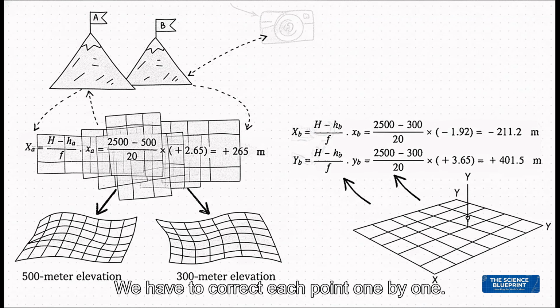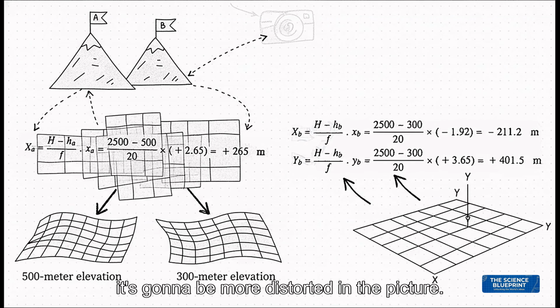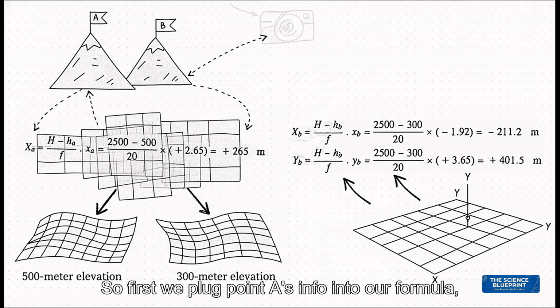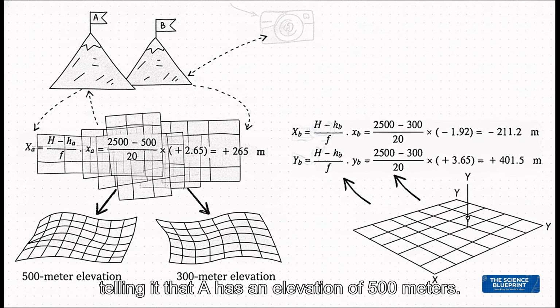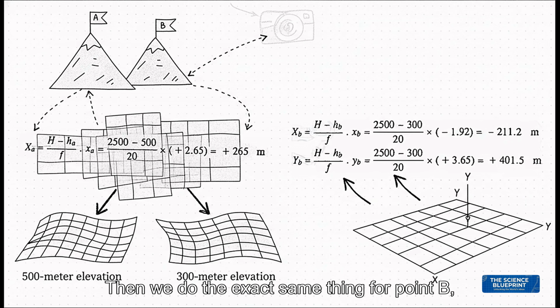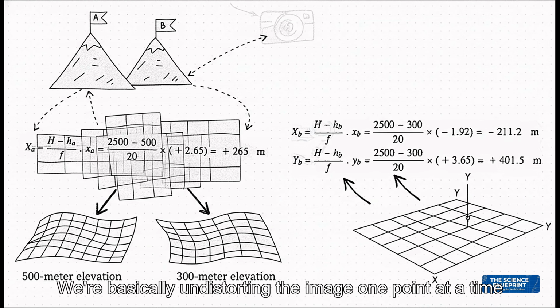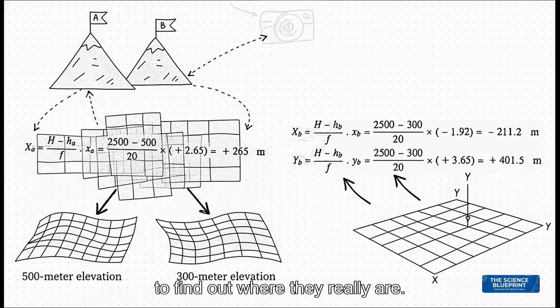We have to correct each point one by one. Since A is higher than B, it's going to be more distorted in the picture. So first, we plug point A's info into our formula, telling it that A has an elevation of 500 meters. That spits out its true ground coordinates. Then we do the exact same thing for point B, but we use its 300-meter elevation. We're basically undistorting the image, one point at a time, to find out where they really are.